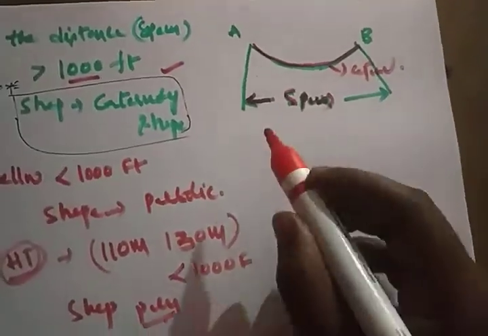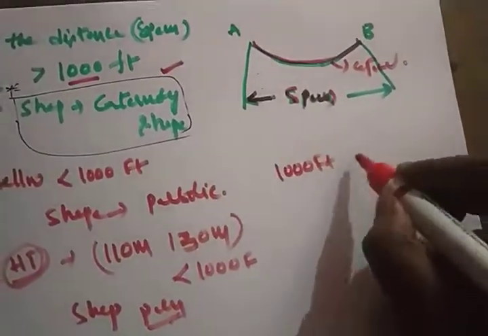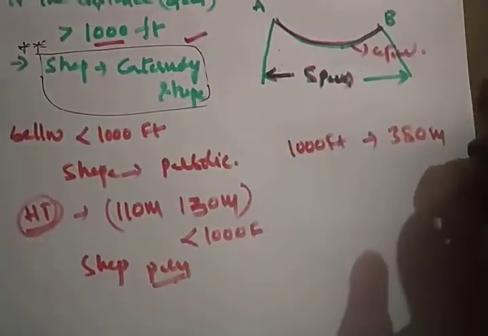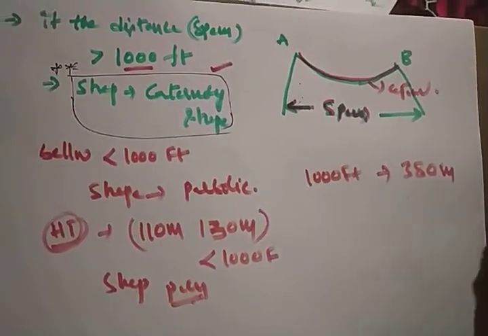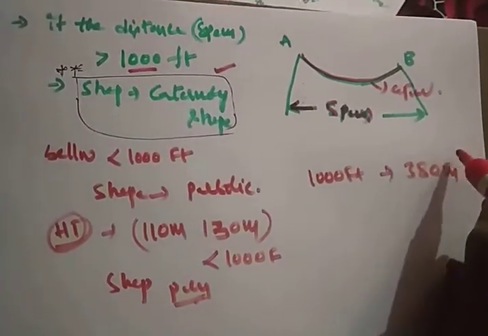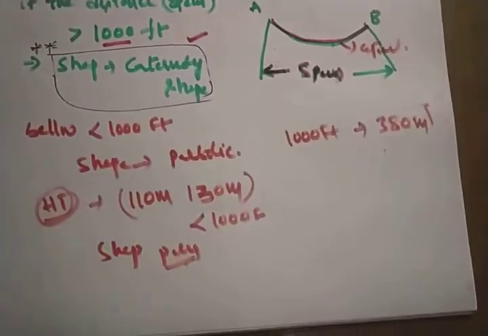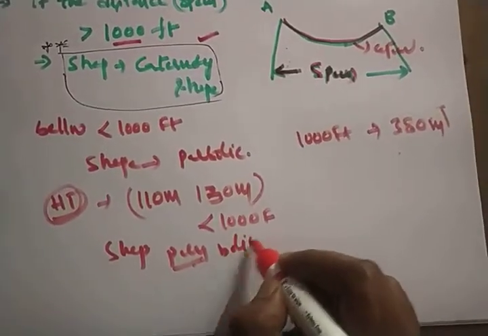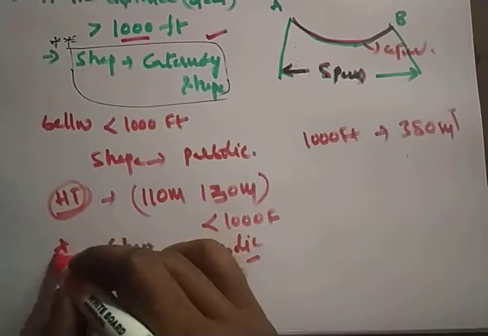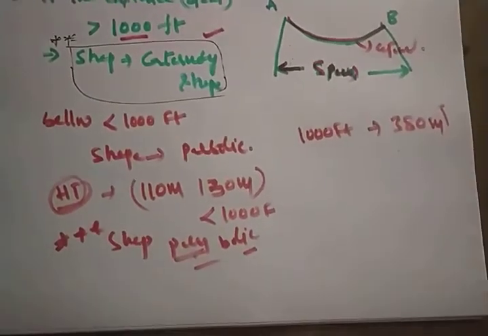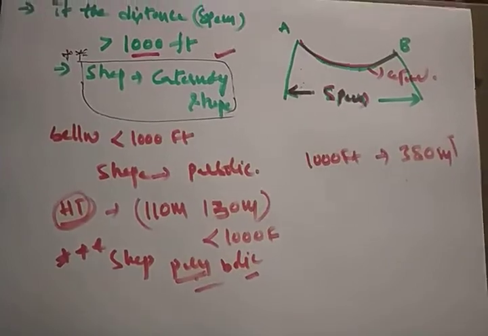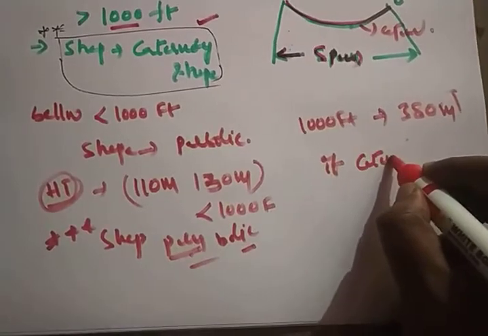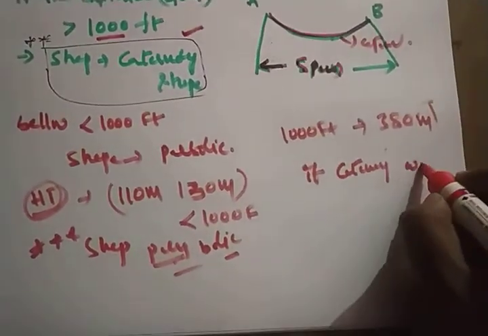1000 feet is nothing but almost 380 meters, right? 1000 feet is nothing but 380 meters, right? Whatever it may be, I don't have that much figure on this. So which is less than 1000 feet, that's why the shape of the curve is parabolic. Nowadays all the transmission line shapes are parabolic. So this is a very important question. Alright, but if the shape is catenary, we'll get an accurate result.